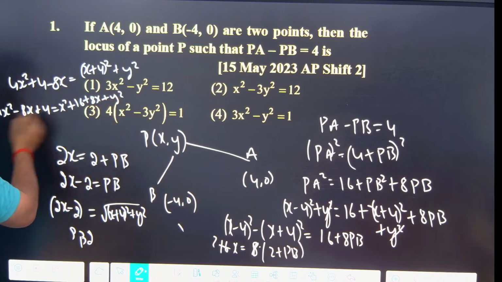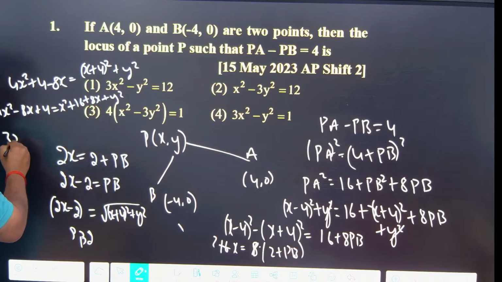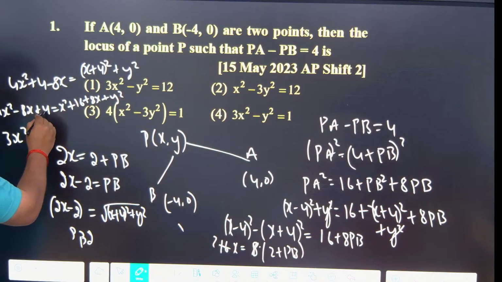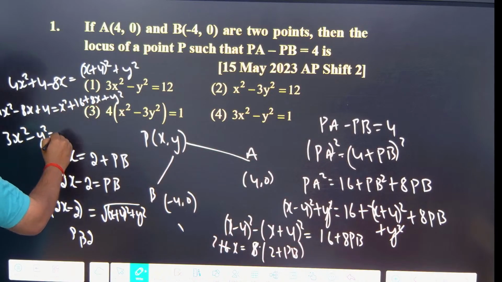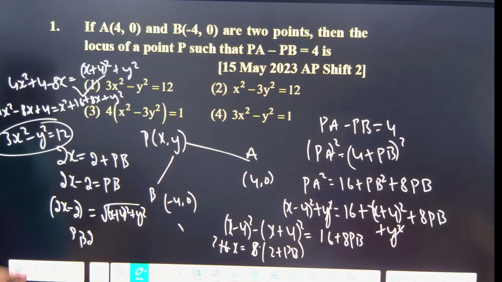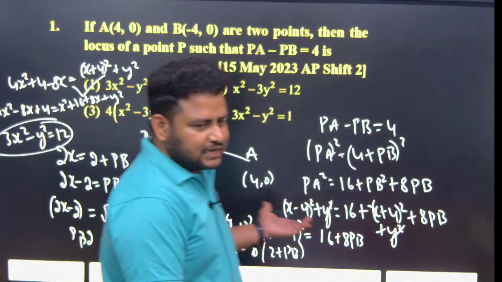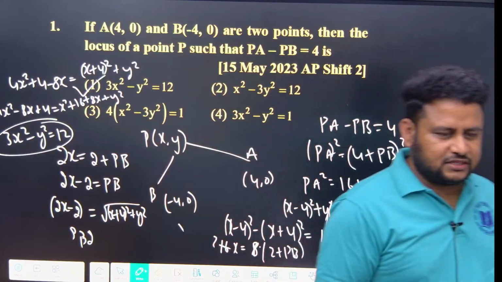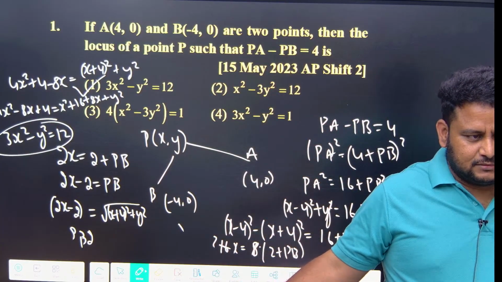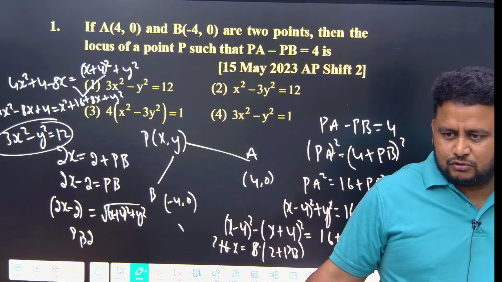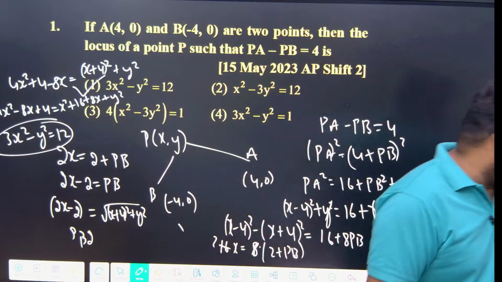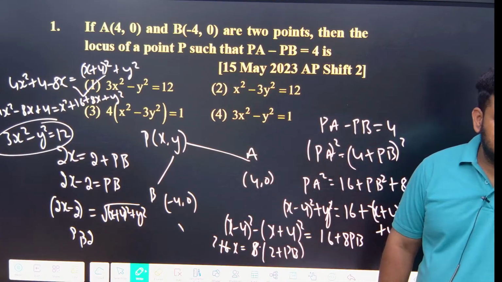Now if I bring this side, what will happen? 3x square minus y square, plus 4, 16 minus 4 is 12. So the answer is 3x square minus y square is 12. Very simple question, just little calculative, that's all. You are applying only the distance formula, no other concept is there here. Okay, got it? Understood how to do this? Clear? So this is another question on locus, just observe the solution.